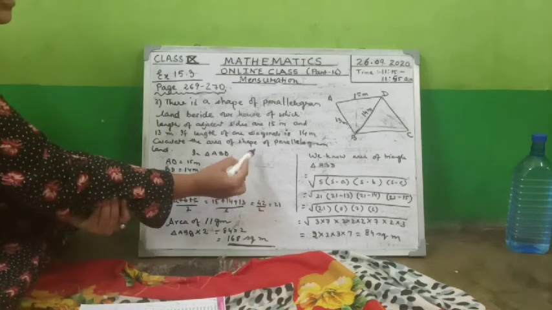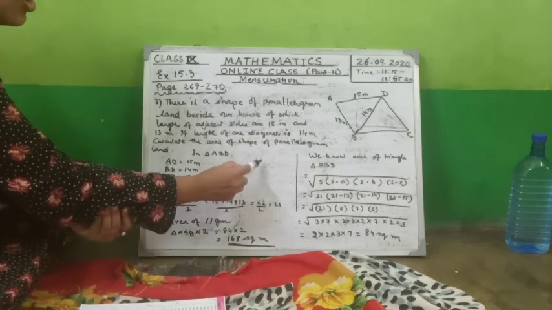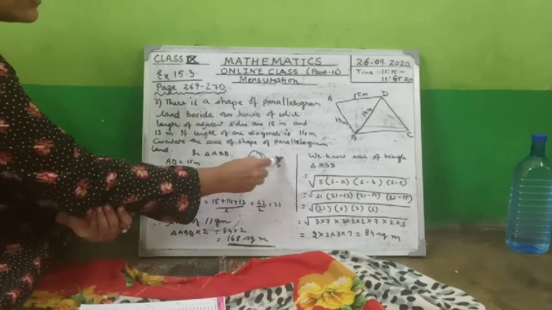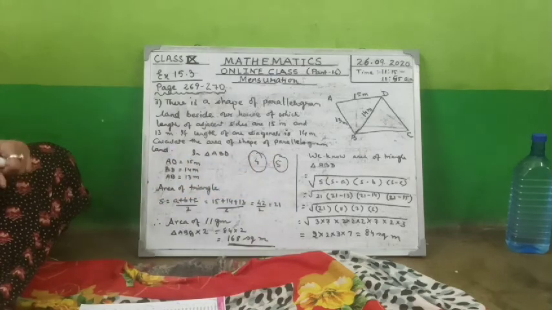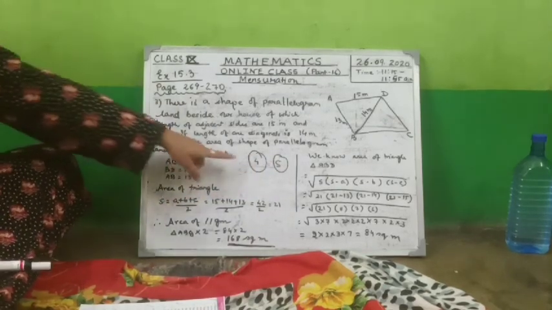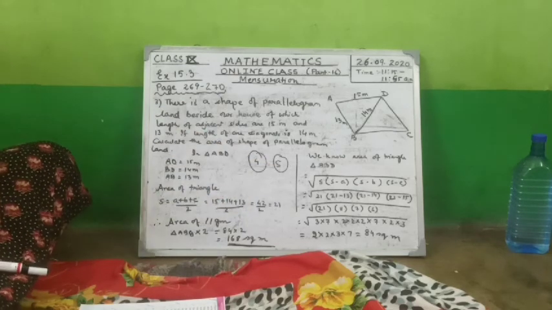Now today's classwork is sum number 4 and 5. Alright. Exercise 15.3, sum number 4 and sum number 5.